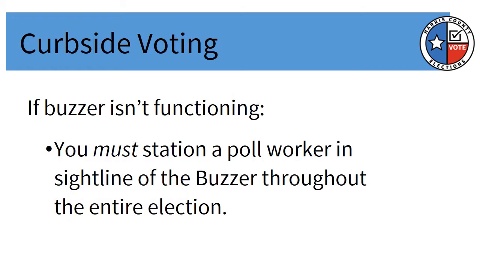If the buzzer isn't functioning, you must station an election worker in sightline of the buzzer throughout the entire election. Again, this is a requirement. You are required to have one of your workers monitor the buzzer area, whether through the receiver or, if that isn't working, then outside in full view of the buzzer.